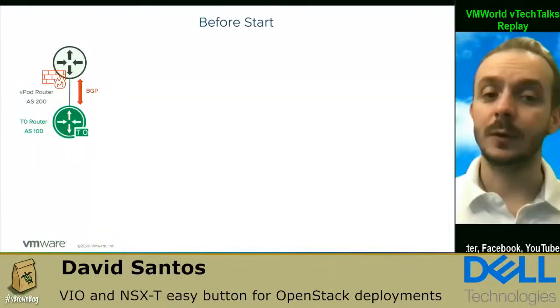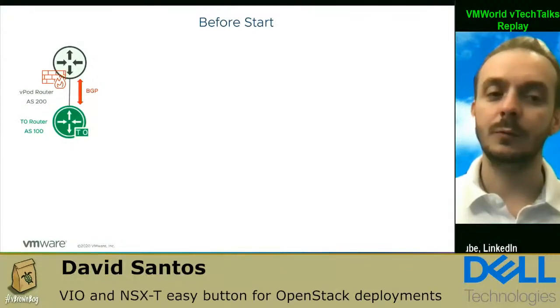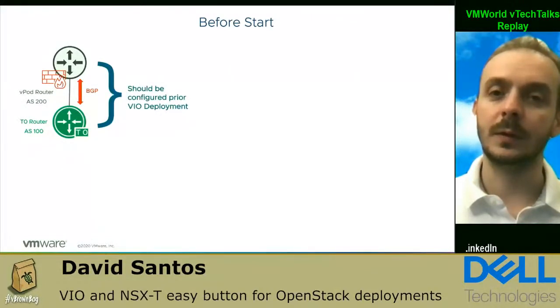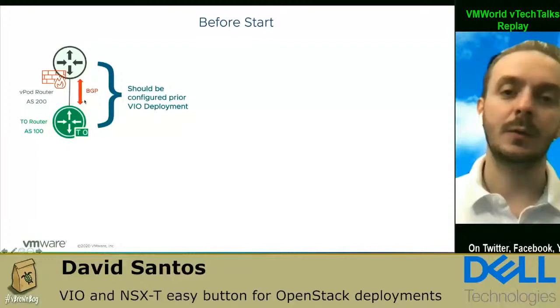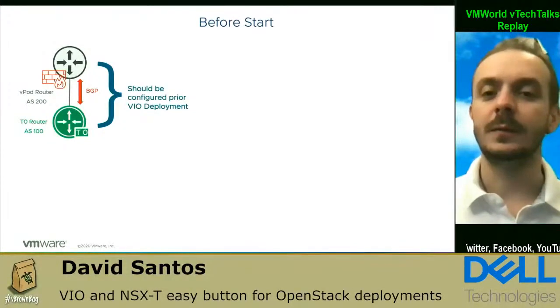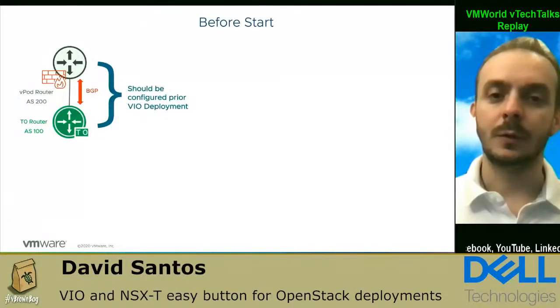So before we start, we need to deploy some objects in NSX. In this case, we need to deploy a T0 router, and also we need to exchange the routes between T0 and a physical router using BGP. This way, everything that we deploy in VIO will be automatically distributed to the physical infrastructure.